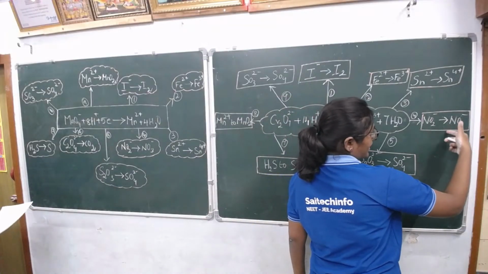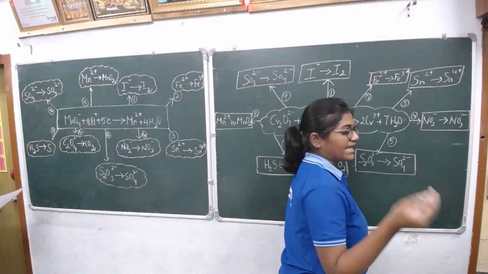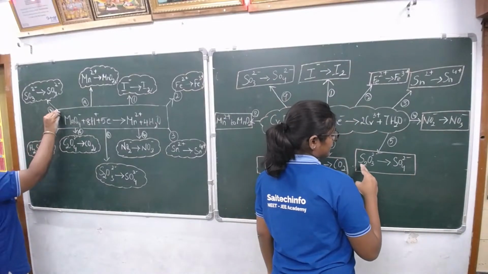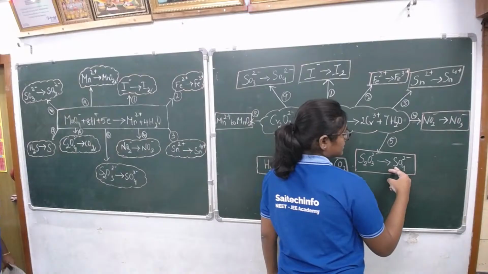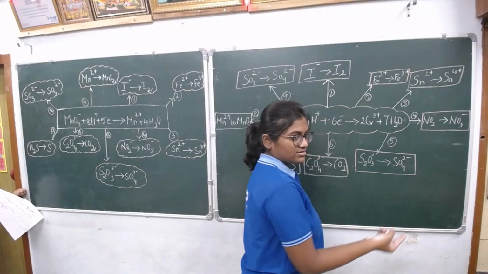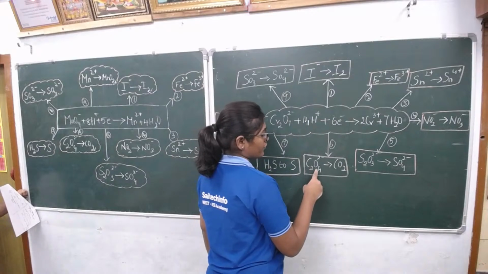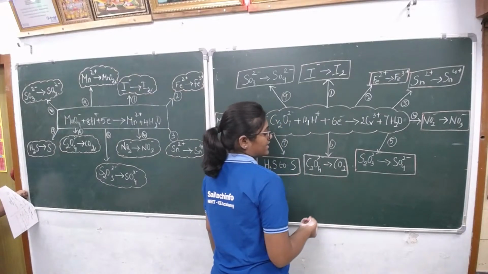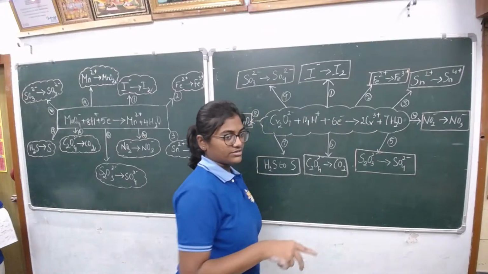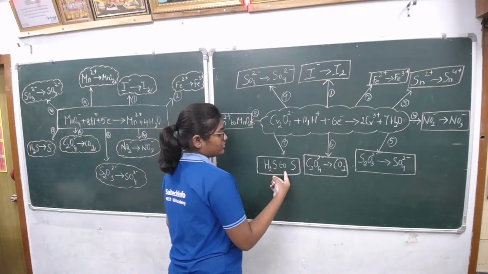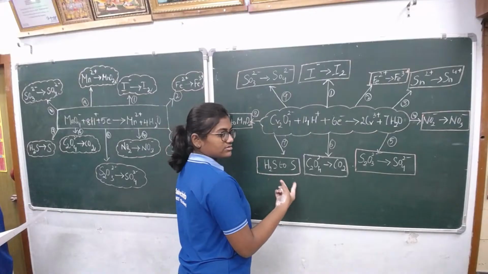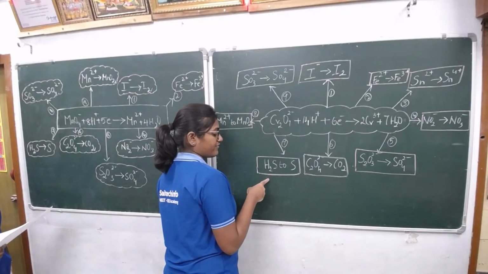NO2 minus to NO3 minus, nitrite to nitrate. Next one is S2O3 2 minus to SO4 2 minus, thiosulfate to sulfate. Then C2O4 2 minus to CO2, oxalate to carbon dioxide. Then H2S, hydrogen sulfide to sulfur.